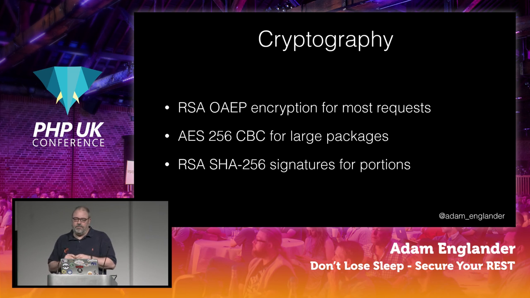And for cryptography, we had good cryptography. It was RSA OAEP 256. We used AES 256 CBC and had really good SHA-256 RSA signatures for portions of the package. But because of the limitations on what you can encrypt using RSA, sometimes you did it in AES, which meant that you had to have a shared secret for that to actually work because it's symmetric encryption. And some of it, which was most of the application interaction, was using RSA for encryption. So sometimes it was one, sometimes it was the other. You never really knew.